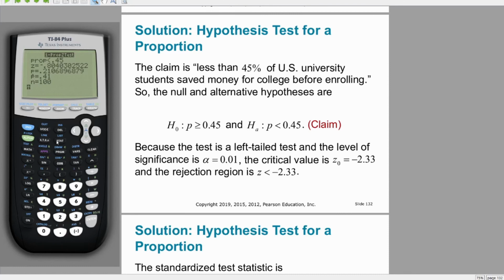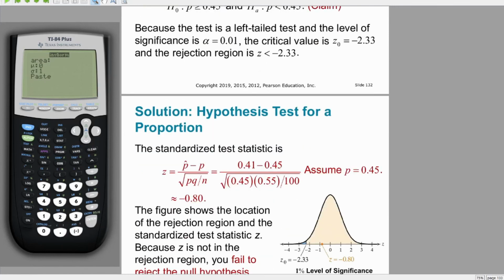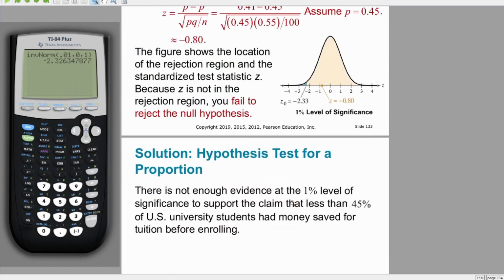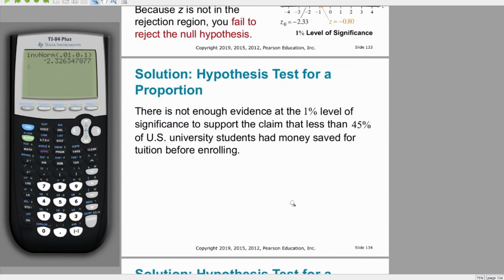Or if we want to be sure, we can get our critical value here, where that would be something with an inverse normal computation. Since we are looking for the 1% in the left tail, that'd be 0.01, and we would run this to get a value of negative 2.33, where we can see that with this left tail, the critical value is well below our test statistic. That is, our test statistic is not in the rejection region, so for that reason as well, we would fail to reject the null hypothesis and say there's not enough evidence to support the claim.